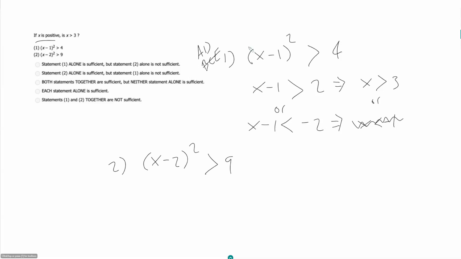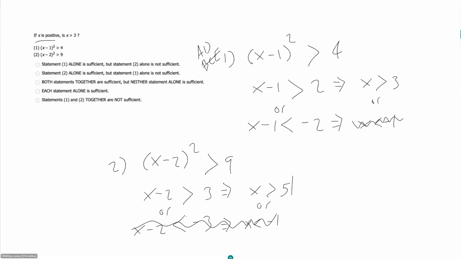This means x minus 2 must be greater than 3, or x minus 2 is less than negative 3. So this would mean x is greater than 5, or same thing as before, x is less than negative 1. So same deal. So first of all, if x is greater than 5, it must be greater than 3. And then here, this is not possible because x must be positive. So this is still sufficient, and D is the answer.